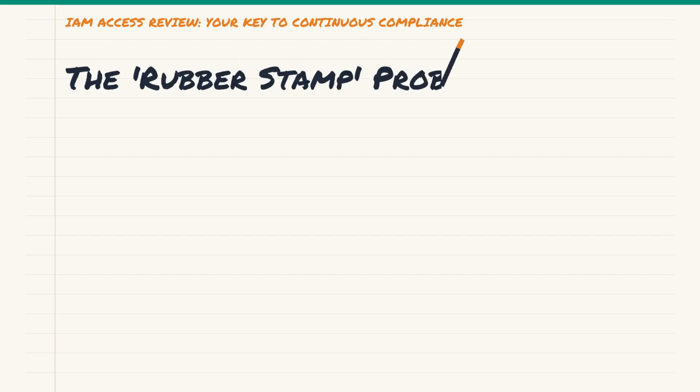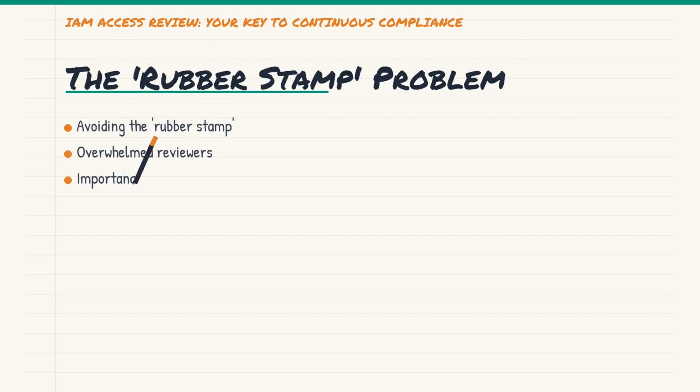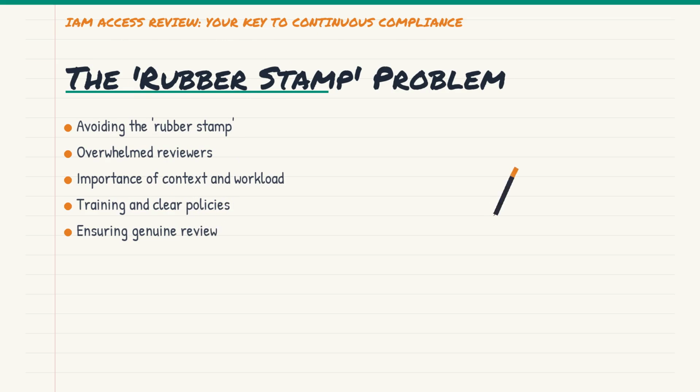A common pitfall is the rubber stamp review. This happens when reviewers, often overwhelmed by the sheer volume of access to check, just click approve on everything without really looking. This completely defeats the purpose. To combat this, we need to ensure reviewers have enough context and manageable workloads, hence risk-based reviews and role-based approvals, and understand the consequences of not reviewing properly. Clear policies and training are essential.